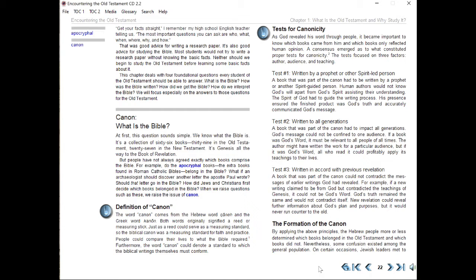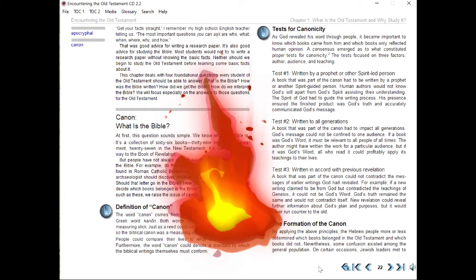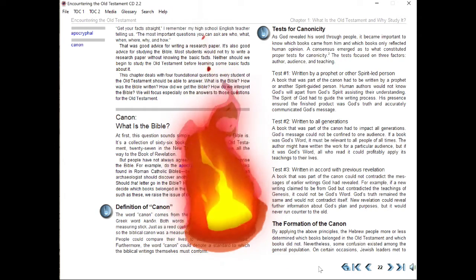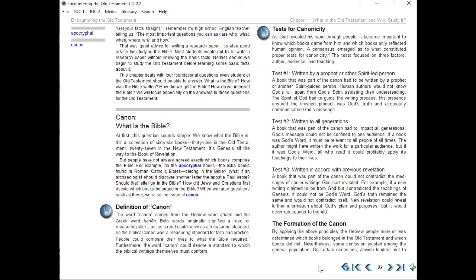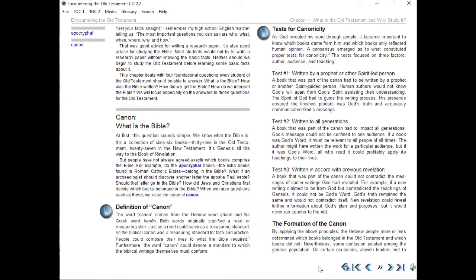Test number 1. Written by a prophet or other spirit-led person. A book that was part of the canon had to be written by a prophet or another spirit-guided person. Human authors would not know God's will apart from God's Spirit assisting their understanding. The Spirit of God had to guide the writing process. His presence ensured the finished product was God's truth and accurately communicated God's message.